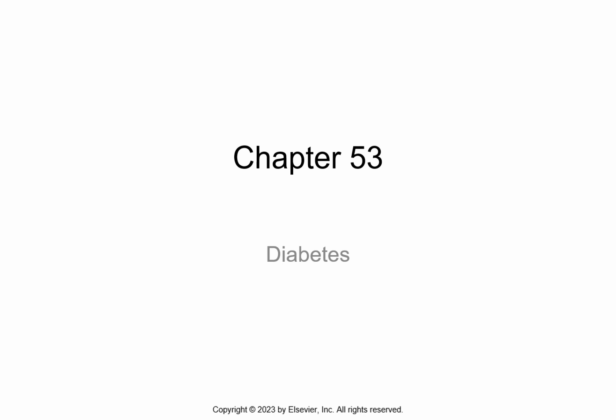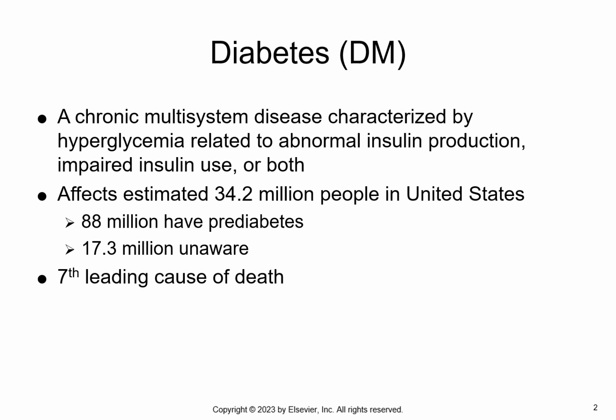So diabetes mellitus. It is a chronic multi-system disease characterized by hyperglycemia from abnormal insulin production, impaired insulin use, or both. It is prevalent and growing as a health problem throughout the world. In the United States, an estimated 34.2 million people, or 10.5% of the population, have diabetes mellitus.